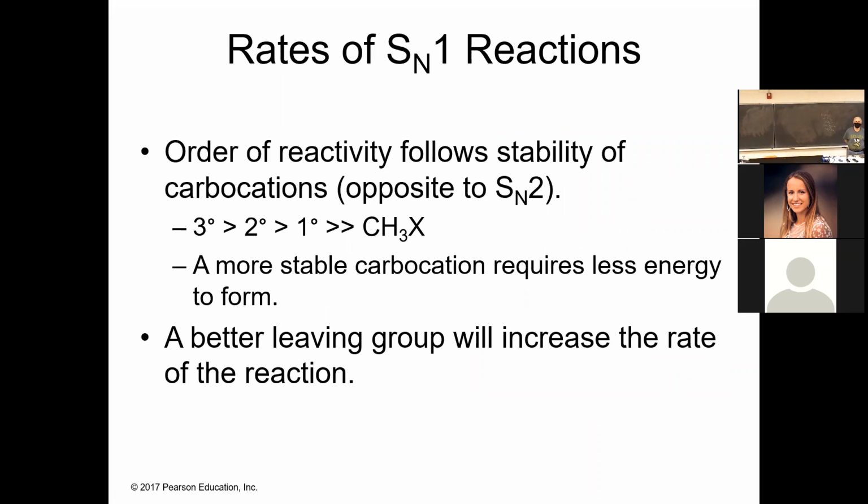Well, the order of reactivity for an SN1 is just backwards from the SN2. So a tertiary substrate is the fastest, followed by a secondary. A primary is going to be really slow, and methyl is going to be prohibitive. And the governing factor here is not steric hindrance, but it's the carbocation stability. That's going to be the governing factor. A better leaving group is going to increase the rate of the reaction.